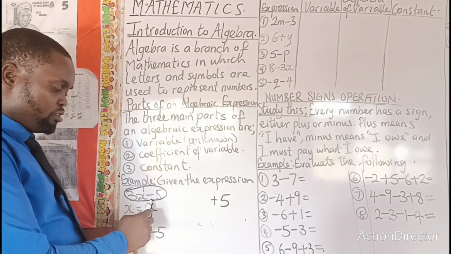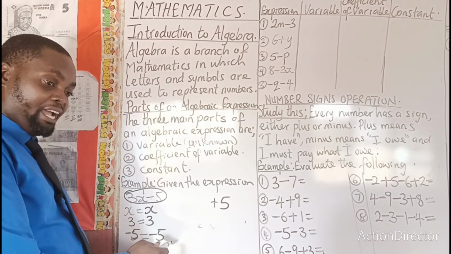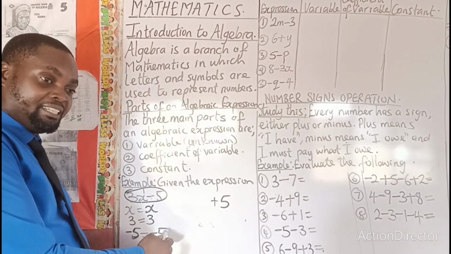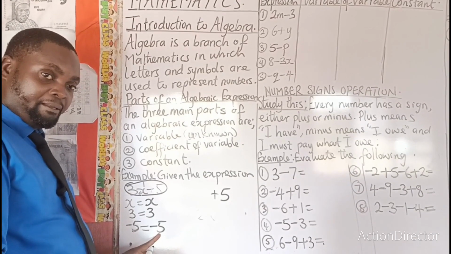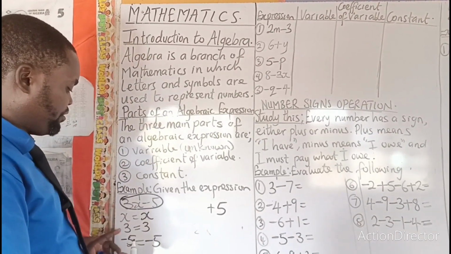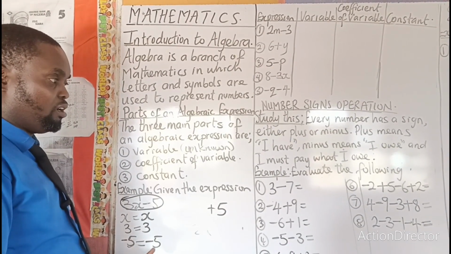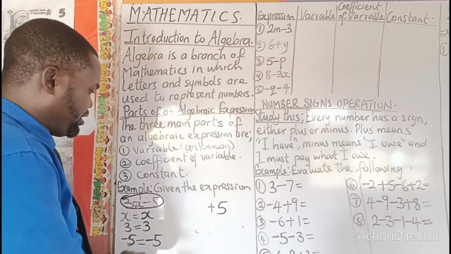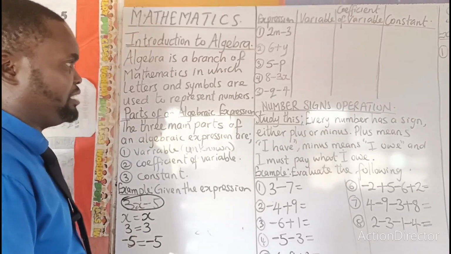Assuming this were to be plus, I will say the constant is plus 5, or I can just say ordinary 5. Is that clear? Okay, now, so we have variable, coefficient of the variable, and then the constant. Let's talk more on this. We need to understand the variable, coefficient, and the constant.